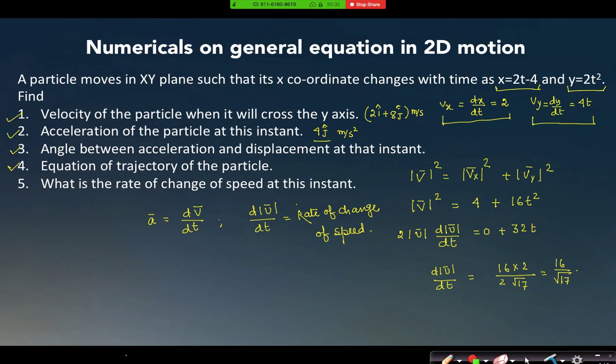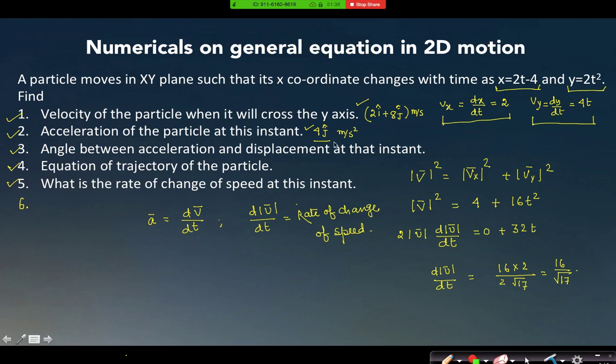Now there is another very interesting thing to understand about this. This question is done. Just try to solve another question that is not given here. What is the angle between the velocity vector and the acceleration vector? Cos inverse 4 by root 17.